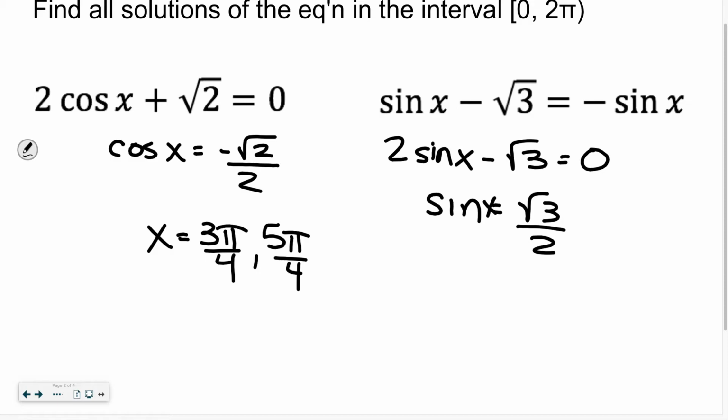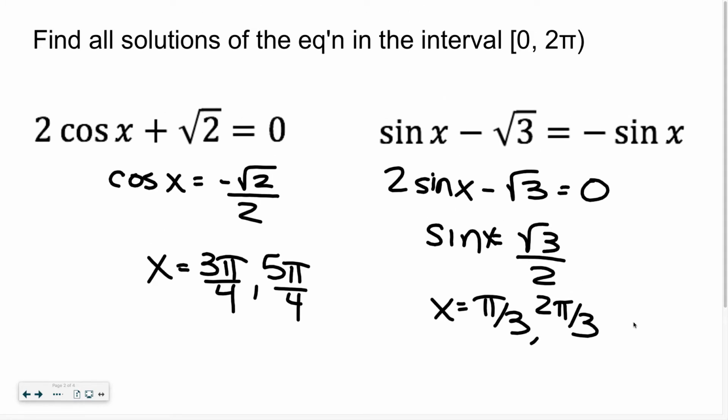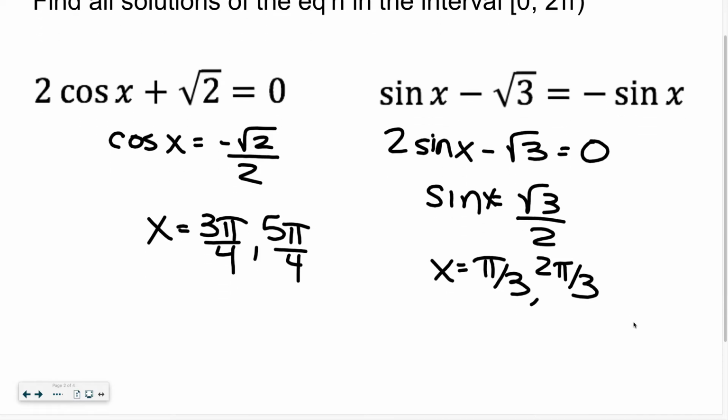What x's will answer that? Pi over 3 and 2 pi over 3. Sine will be positive in quadrants 1 and 2, so we need that pi thirds answer. Okay, and those are the only answers because the directions still say 0 to 2 pi. Okay.